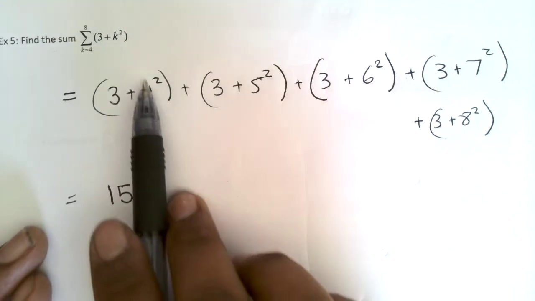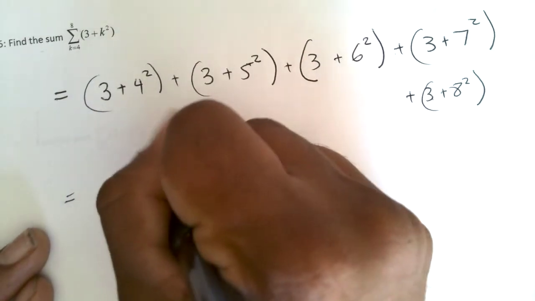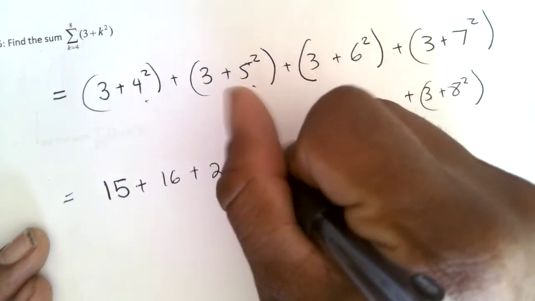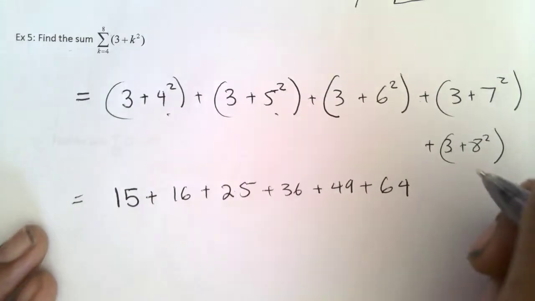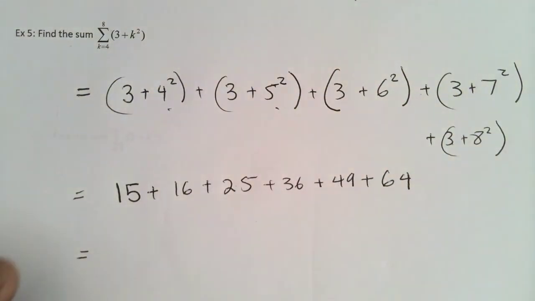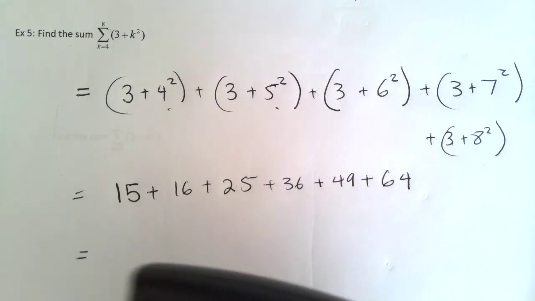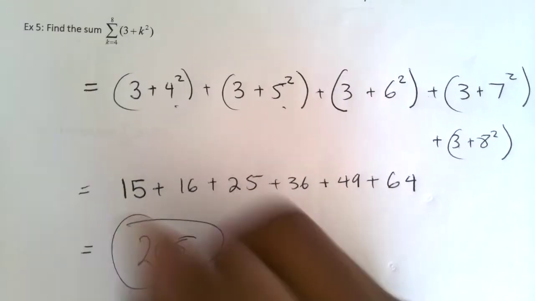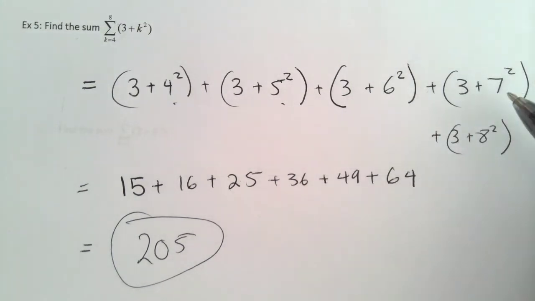Again, I should point out, I knew where to stop because of this 8. I only went up to 8, started on 4. All right, and then I'm going to have 16 plus 25, each time right now I'm just doing these numbers, plus 36, plus 49, plus 64. So I'm going to add these all up. I'm not going to be a hero. I'm just going to straight up use a calculator, y'all. So let's go 15 plus 16 plus 25 plus 36 plus 49 plus 64. And that gets us 205.